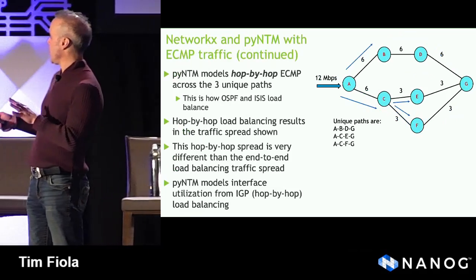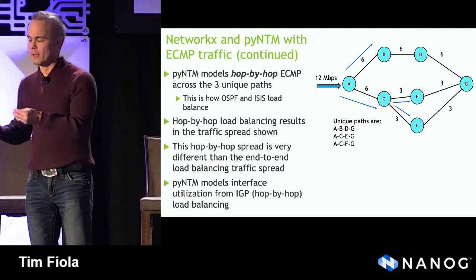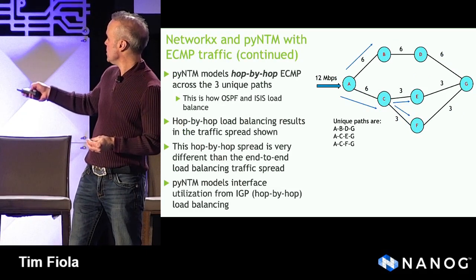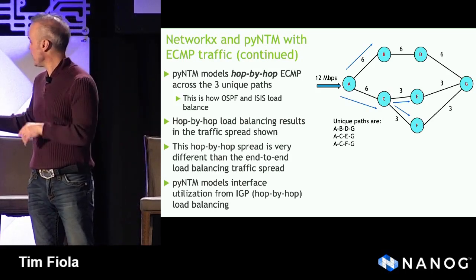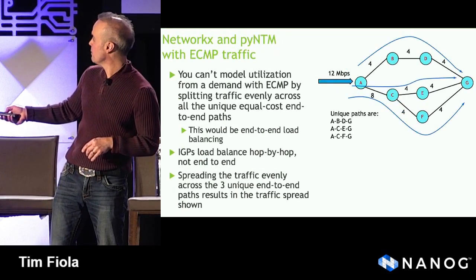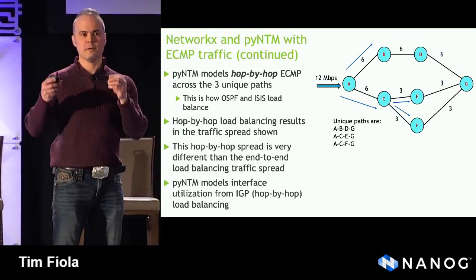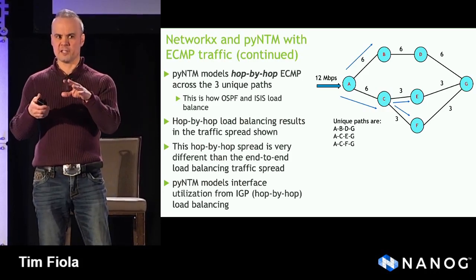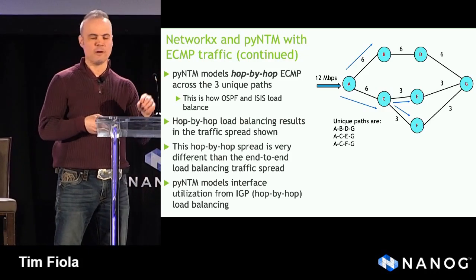Let's talk about what really happens. What really happens in an IGP is you use hop-by-hop load balancing. So in hop-by-hop load balancing, you get these splits. This looks very different than the traffic spread from the end-to-end load balancing. The point of all this: traffic modeling is more than just understanding your paths. You have to understand how your traffic is going to split upon each path and model that behavior.